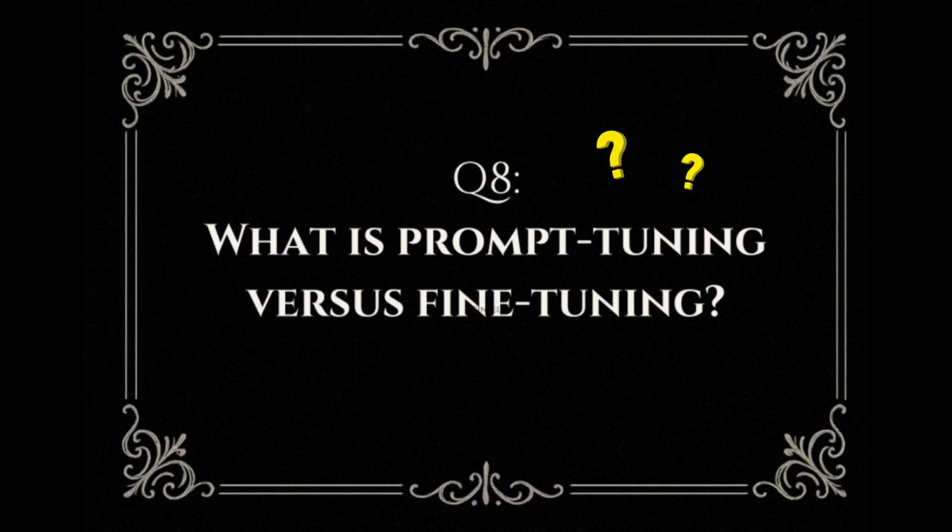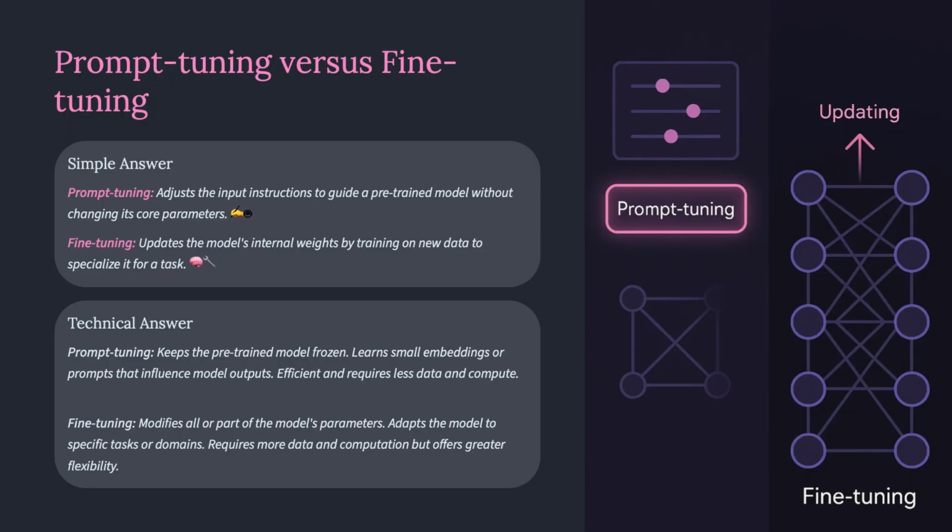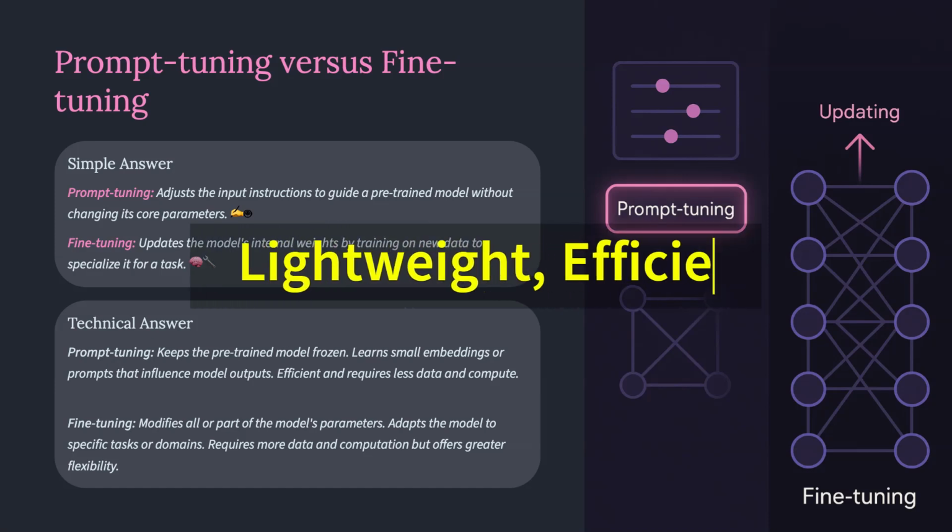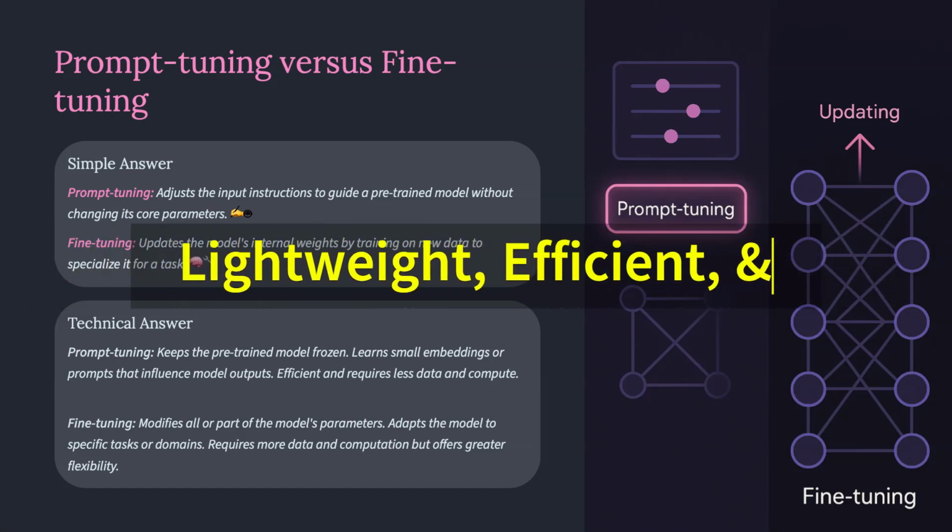What is prompt tuning versus fine-tuning? Prompt tuning and fine-tuning are two different ways to adapt a pre-trained model. In simple terms, prompt tuning adjusts the instructions you give the model, while fine-tuning changes the model itself. Technically, prompt tuning keeps the model completely frozen and learns small prompt embeddings that guide its behavior. This makes it lightweight, efficient, and effective even with limited data.